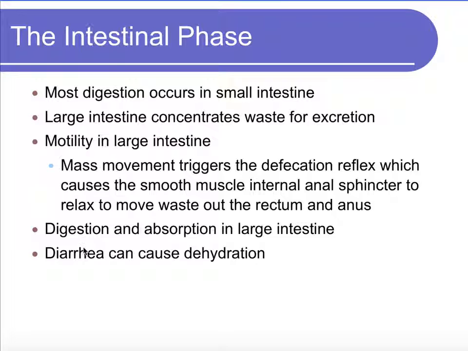Okay, what else happens in the intestinal phase? So again, just to remind you, most digestion occurs in the small intestine, as well as most of our absorption. So both digestion and absorption occur here in the small intestine. The large intestine is really important for concentrating our feces. So what it does is it will do our final absorption of water. So most of our water will be absorbed in the small intestine, but that final last bit is going to occur here in the large intestines. So if you were to move the contents too quickly, you don't have time to absorb the water, so that's how you get diarrhea.